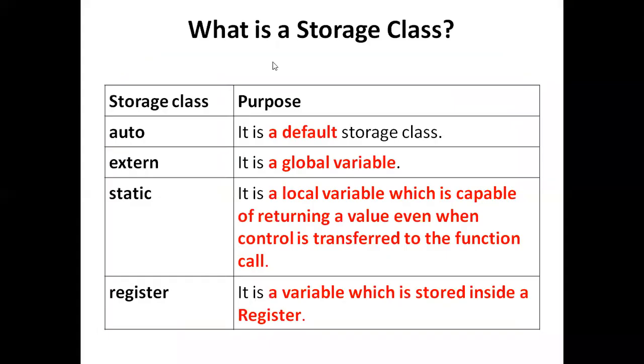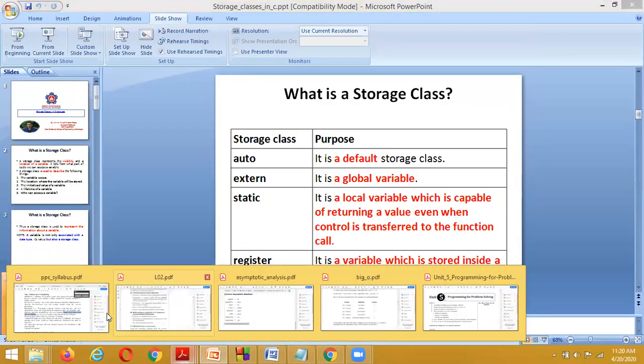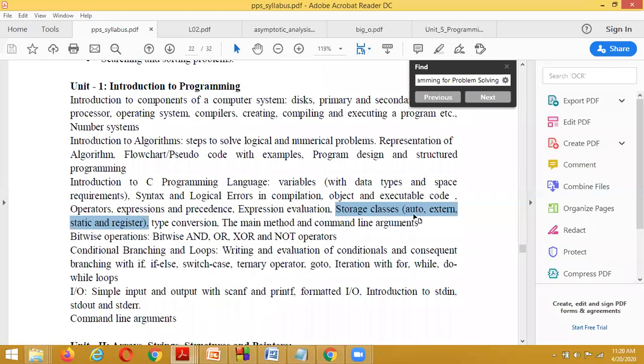What are the four keywords you need to remember under storage classes? In our syllabus, the four keywords mentioned are auto, extern, static, register. What is meant by auto, what extern means, what static means, what register means. These four keywords explain the concept called storage classes.